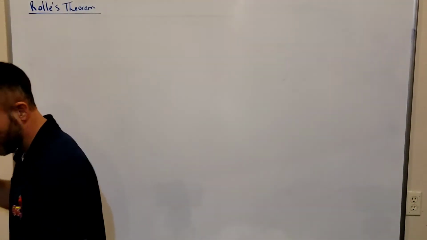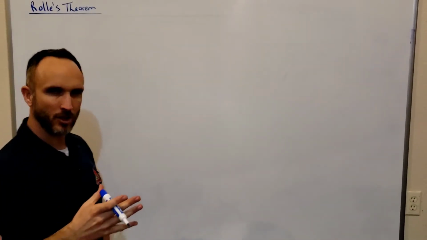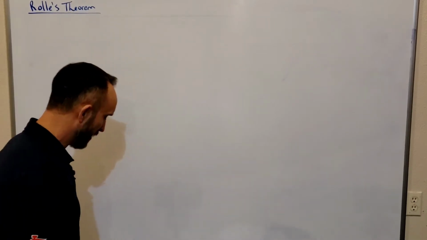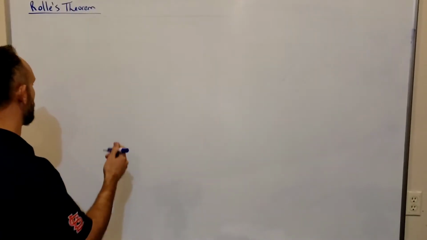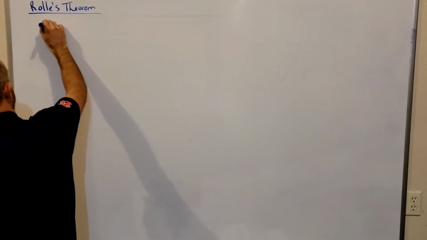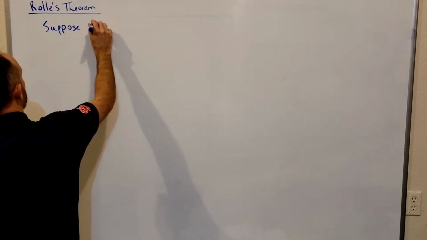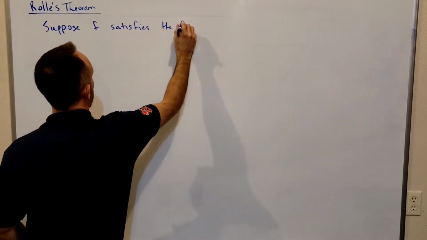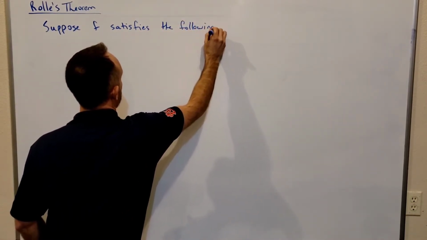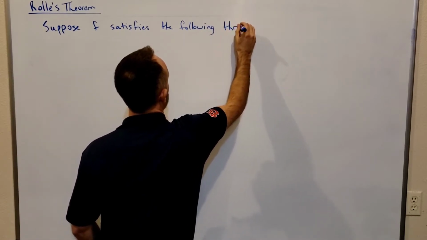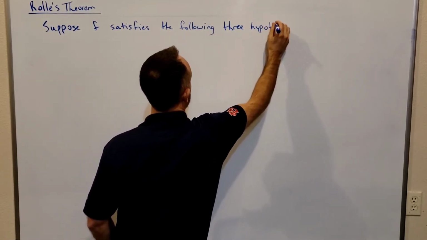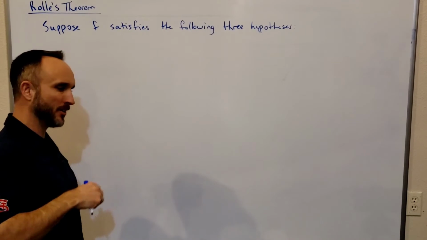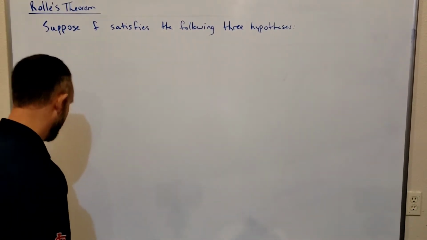Okay, so what is Rolle's theorem? Rolle's theorem is a precursor to something called the mean value theorem, which maybe is more well known than Rolle's theorem. But this theorem is a bit simpler to understand. So we're going to start with it. So Rolle's theorem says, suppose f satisfies the following three hypotheses. Okay, so when you remember Rolle's theorem, remember it has three hypotheses, three conditions that have to be satisfied.